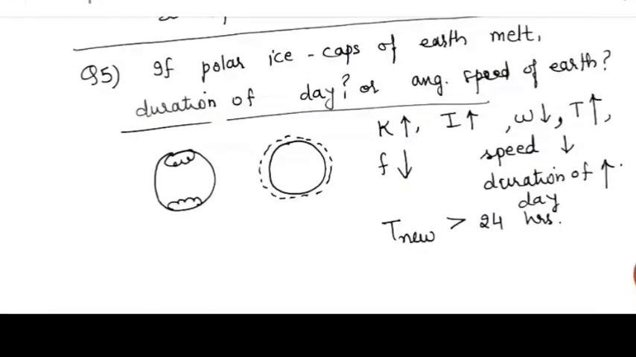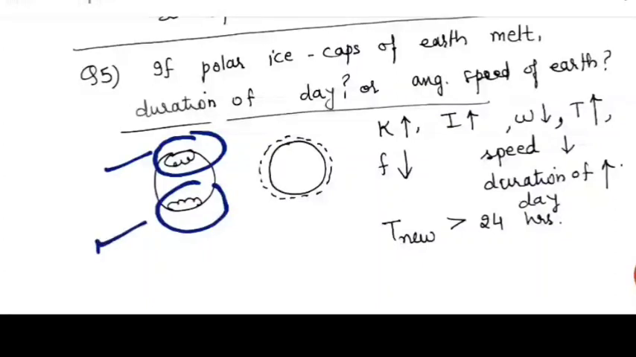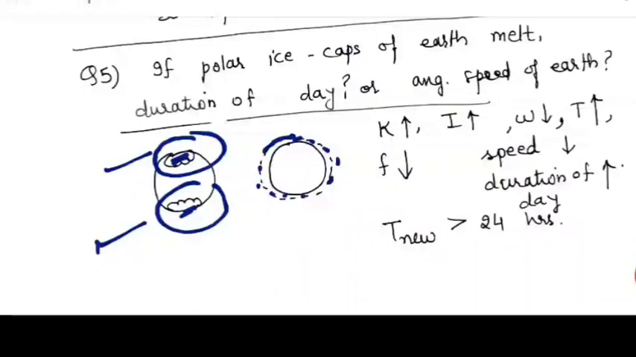Now for reference, we have taken polar ice caps at these places, North Pole and South Pole. Now as soon as this ice melts, in the form of water, due to earth's gravitation, it will spread on the surface of the earth, because the center is attracting each and every body towards it. So the distribution of mass is increasing about the whole surface.